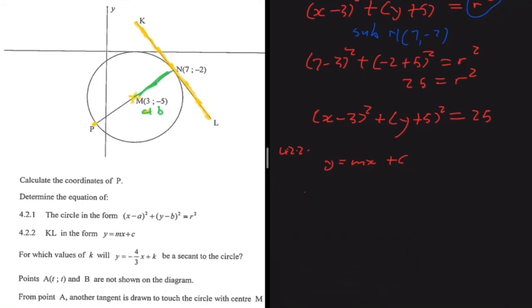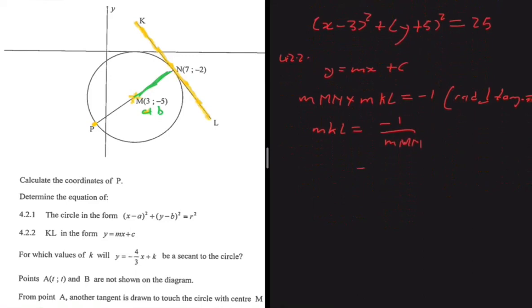So we're going to say that the gradient of MN multiplied by the gradient of KL should be equal to minus 1, right? Because the radius is perpendicular to the tangent, right? So if we make the gradient of KL the subject of the formula here, we're going to get minus 1 divided by the gradient of MN, right?